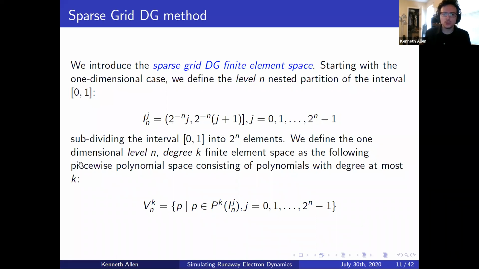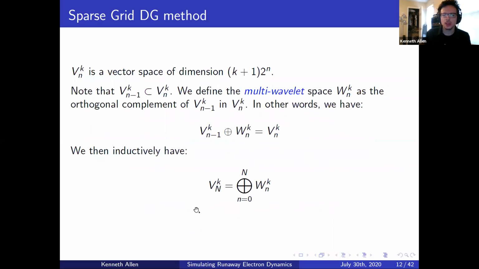We can then define the level n degree k finite element space as this piecewise polynomial space, where we have a piecewise polynomial on each of these partitions, with polynomials up to degree k. So this is the level n degree k finite element space. This V_n^k is a vector space of dimension k plus 1 times 2 to the n.